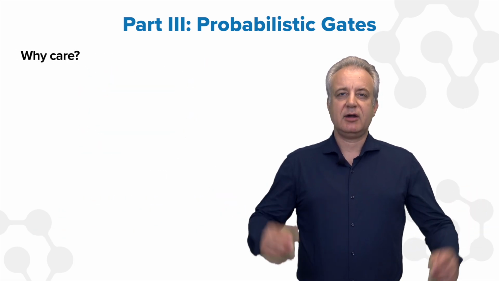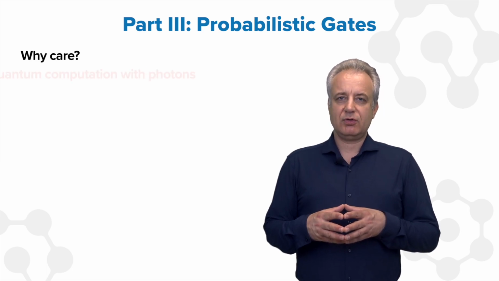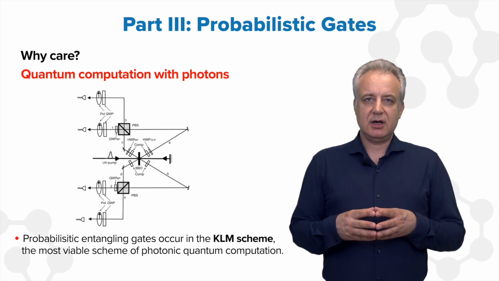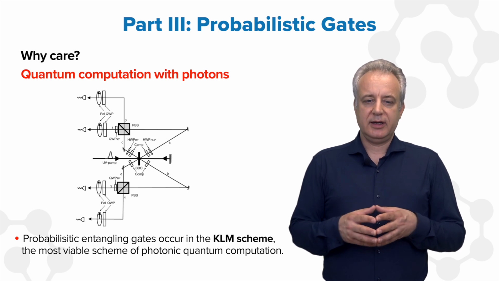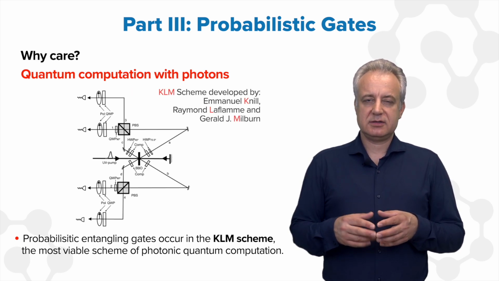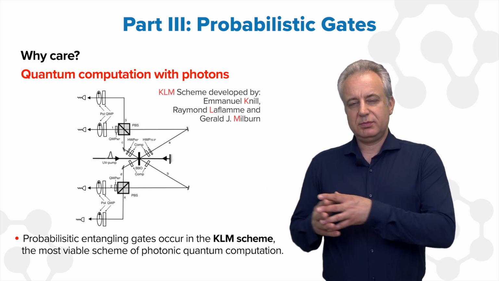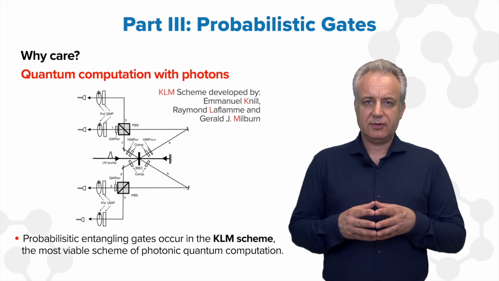Okay, so why care? Why is this an important topic? This is relevant for quantum computation with photons. There is now a standard scheme of quantum computation with photons. This is the KLM scheme, KLM after the names of its inventors, Knill, Milburn, and Laflamme. And what this scheme supersedes is an earlier scheme of quantum computation with photons that uses Kerr nonlinearities.